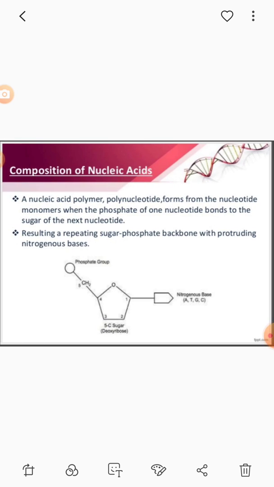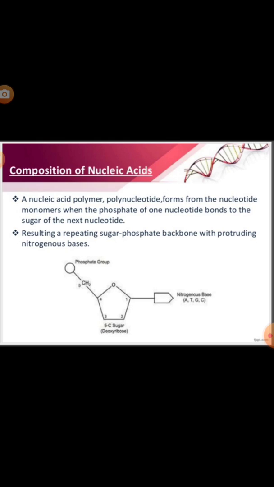Now next, composition of nucleic acids. Nucleic acid polymers are polynucleotides. DNA, also known as a polynucleotide, forms from nucleotide monomers when the phosphate of one nucleotide bonds to the sugar of the next nucleotide. This bond is known as a phosphodiester bond.